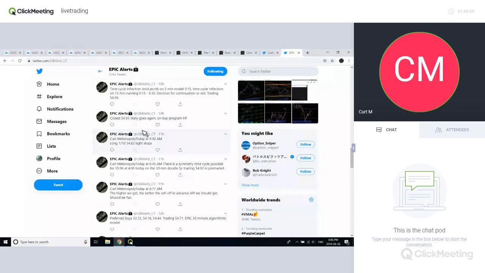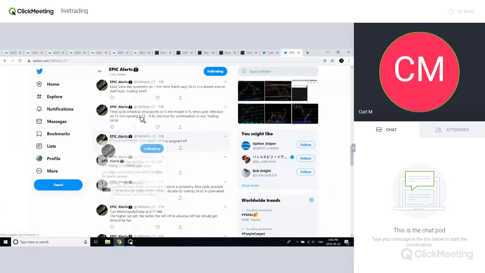Now in the room, it's much different than this, and also in the Discord chat room, but closed 54.93, likely goes again on buy program high frequency. What high frequency means is tight stops. The machine is trading on a high frequency basis, biased bullish, and this is in pre-market, right, before open. And then it goes into time cycles.